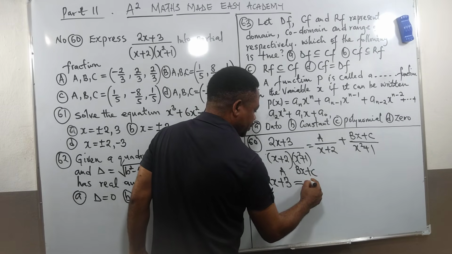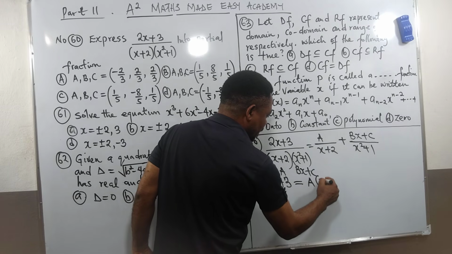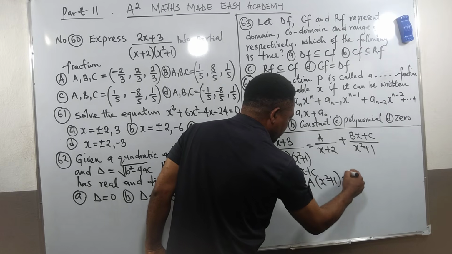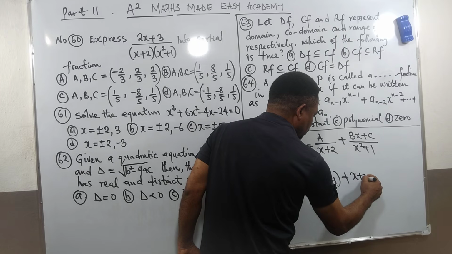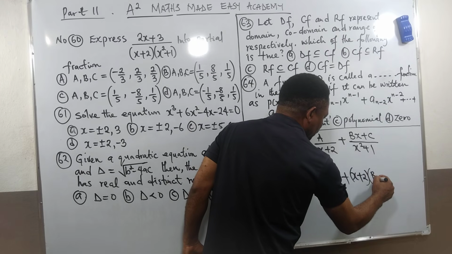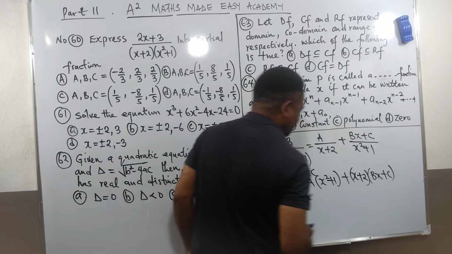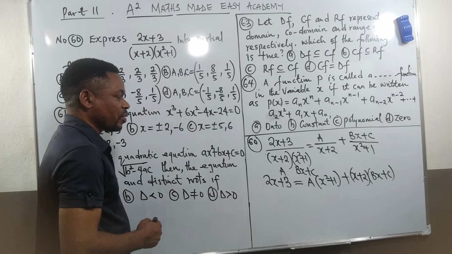This goes with this, giving us A bracket x squared plus 1. Then plus this multiplied by this gives us x plus 2, bracket Bx plus C. You can agree with me that this is solvable already.